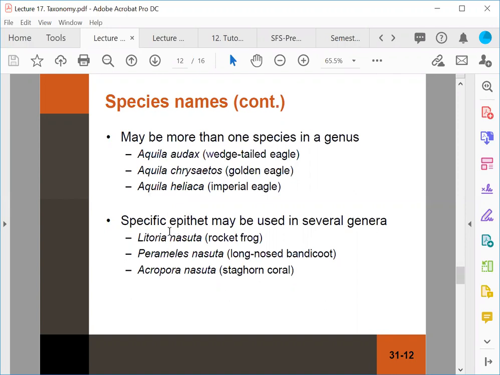You might also see that the second part of the species name, the specific epithet, can be used in several very different, very unrelated genera. So we can see three very different animals here, not related at all. All, of course, belong to different genera, but the same specific epithet is being used. Nasuta, which actually means nose.